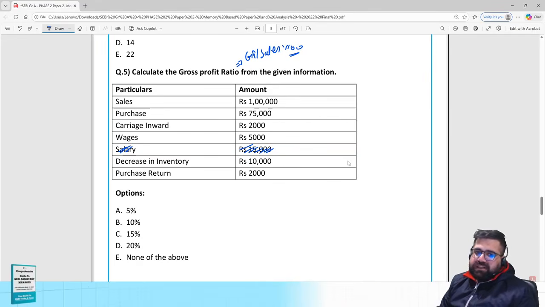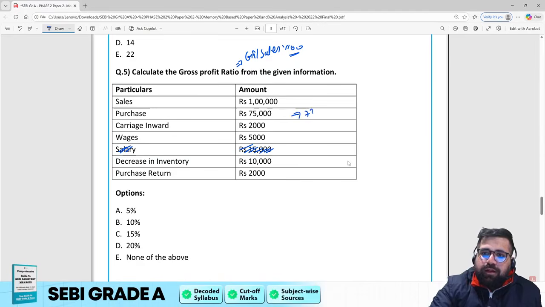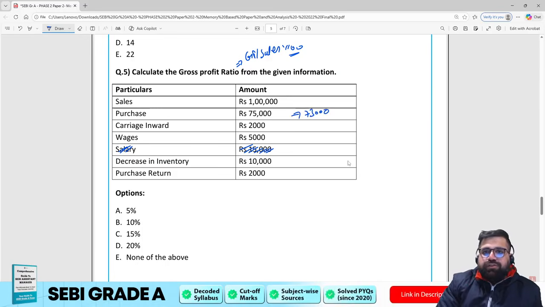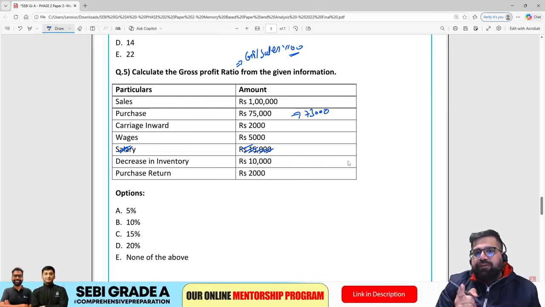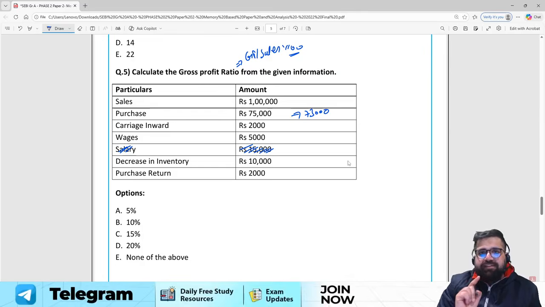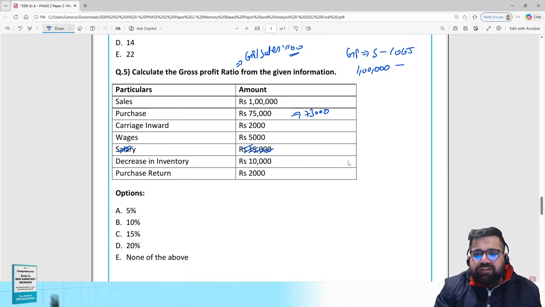Okay. Purchase return is given to me as 2,000. So my net purchase became 73, right? 75 minus 2, simple. And now, see, first you have to understand the formula. Gross profit by sales. Sales we have directly and there is no sales return, so I will take this as a final number. Now you have to calculate gross profit. Gross profit is what, my friends? Sales minus COGS. Sales is given to you as 1 lakh. Now you have to calculate COGS.